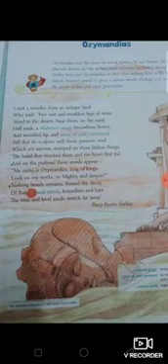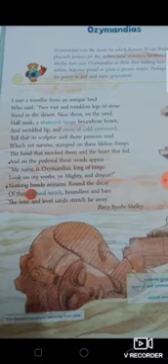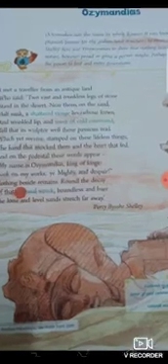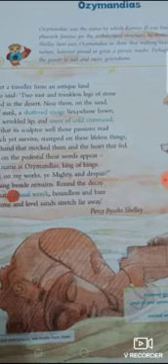Ozymandias is a sonnet. It means it is a type of poem and it has 14 lines in it. This poem is one of the well-known creations of the poet Percy Bysshe Shelley. Percy Shelley is widely regarded as one of the greatest lyric and philosophical poets in the English language.